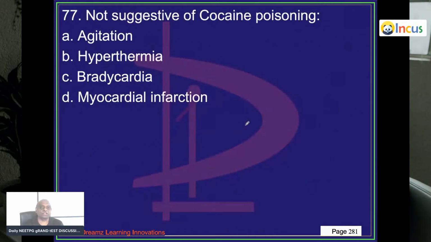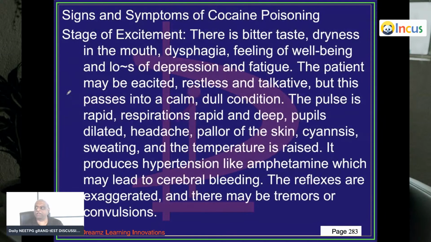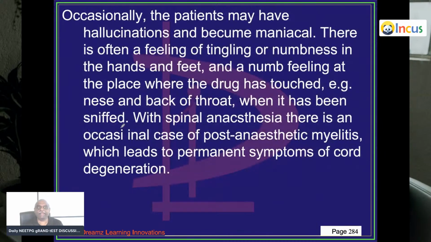Now, not suggestive of cocaine poisoning: bradycardia, agitation, hypothermia, myocardial infarction. All of them can occur with cocaine poisoning, but the pulse will be rapid. Tachycardia will be there, not bradycardia.